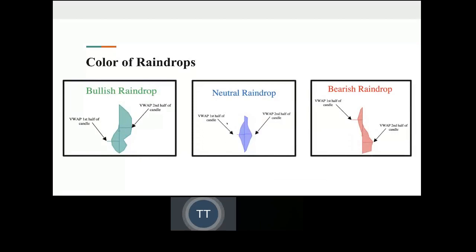And then the blue Raindrop, or what we just call the true doji, is essentially when both of these VWAPs equal each other, and you can see how it makes a cross similar to a regular doji.